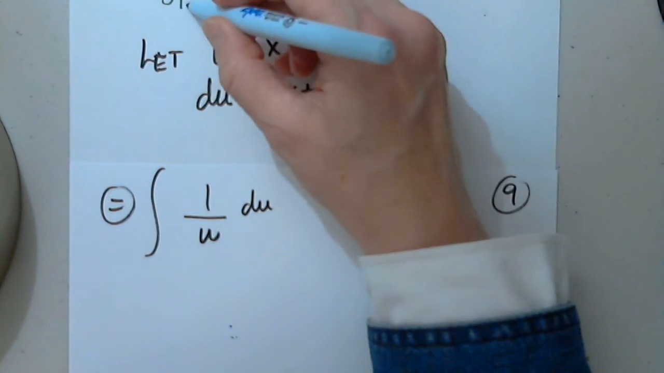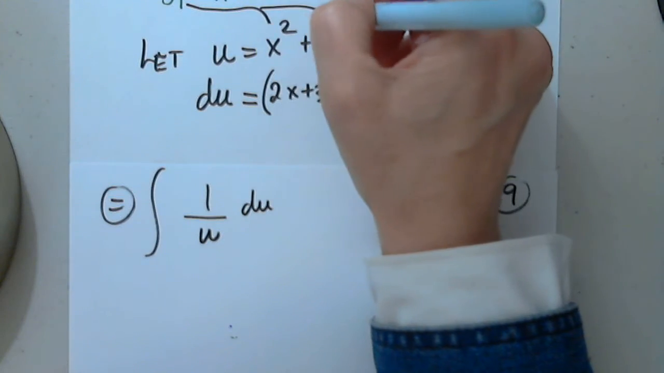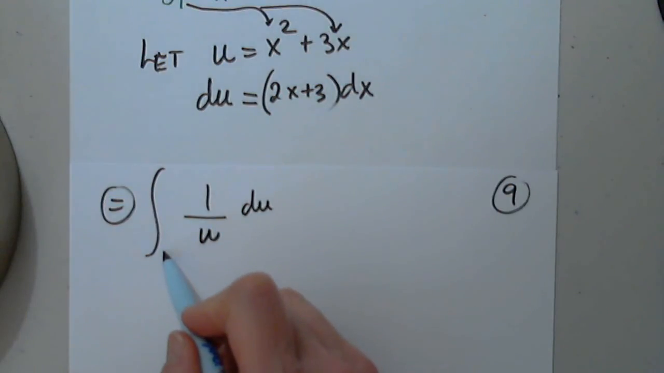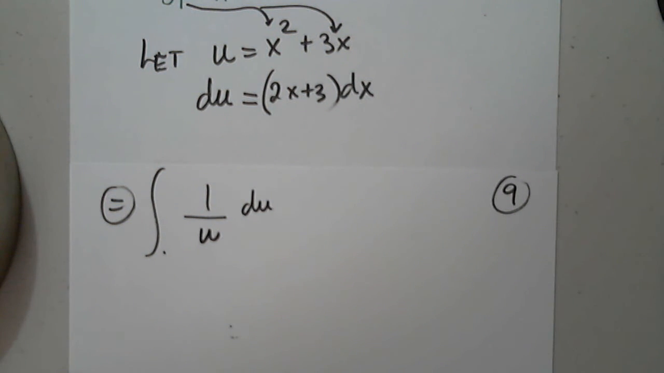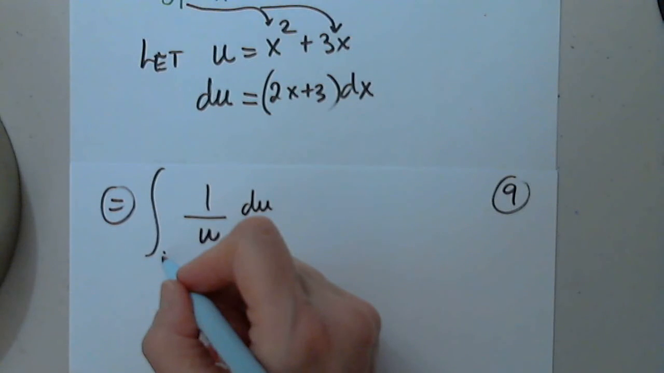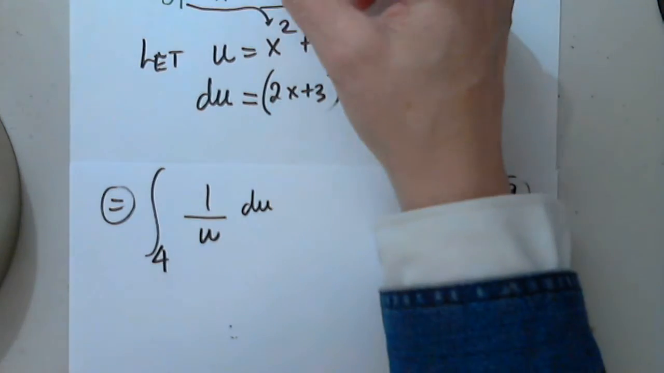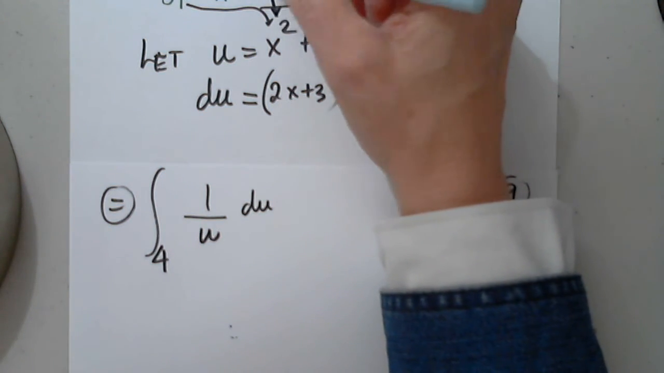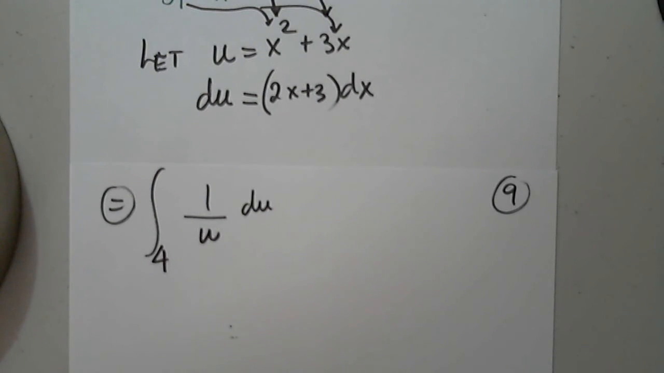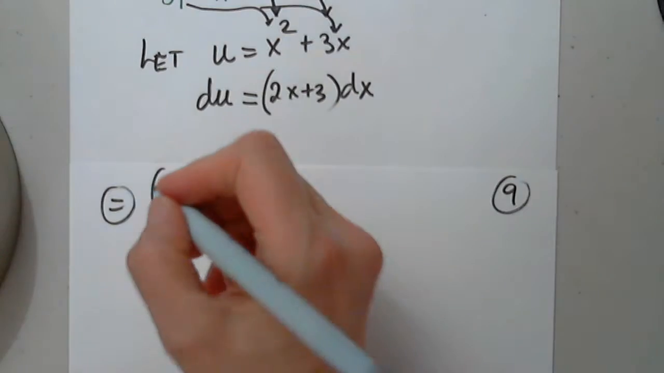When the lower limit for x is 1, what will be the lower limit for u? 4. Excellent. When the upper limit for x is 3, what will be the upper limit, corresponding upper limit for u? 18. Very good, awesome.